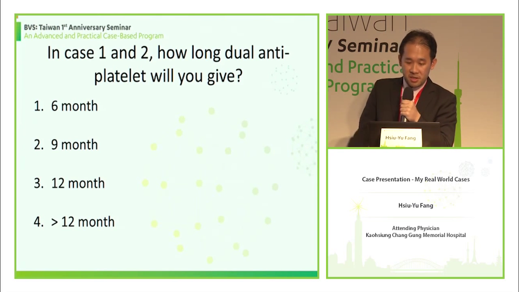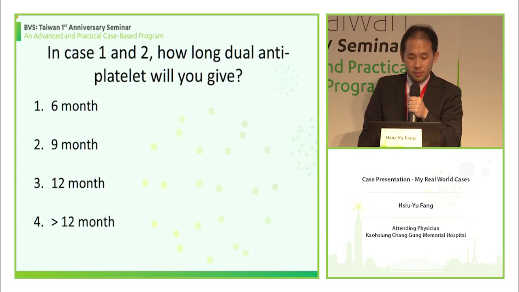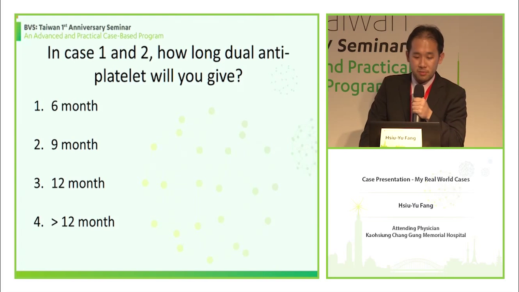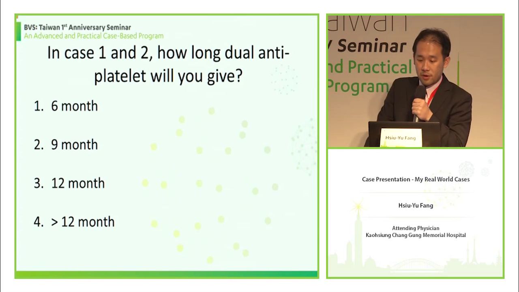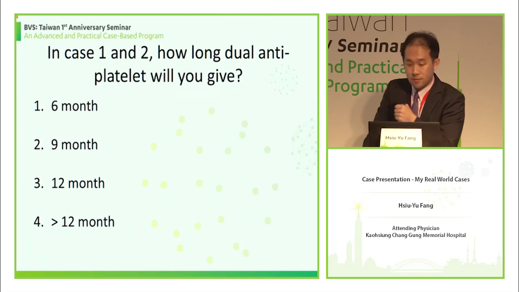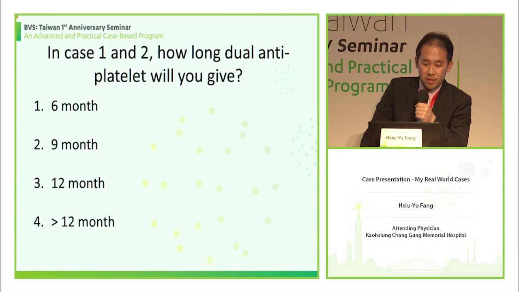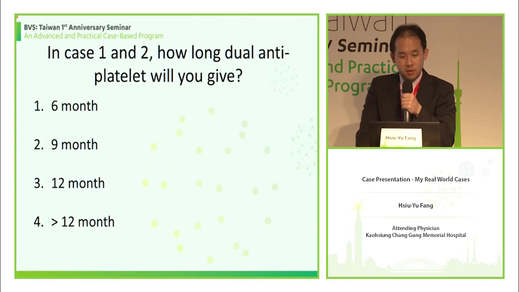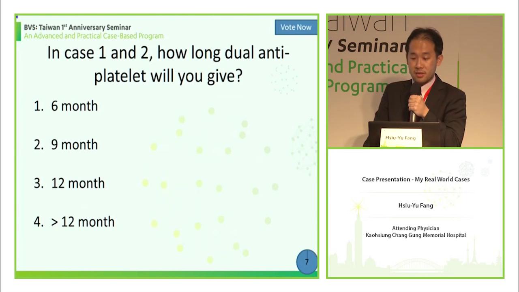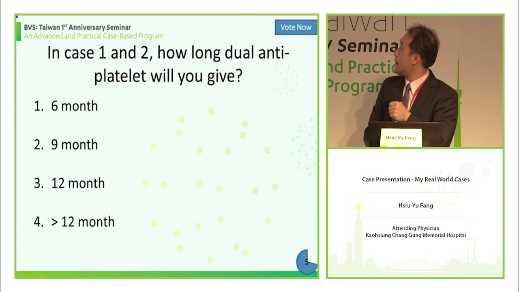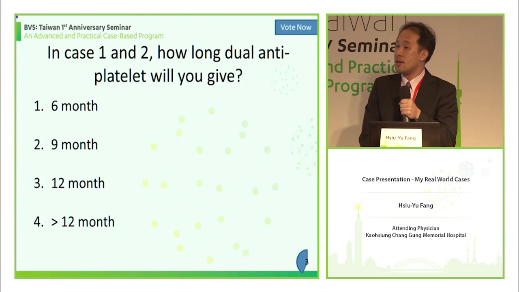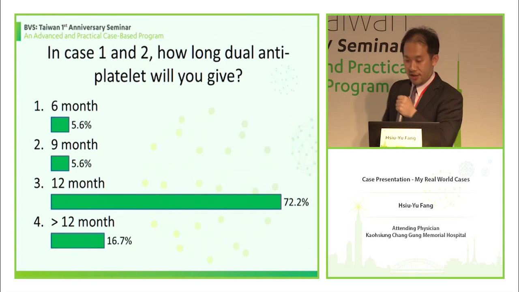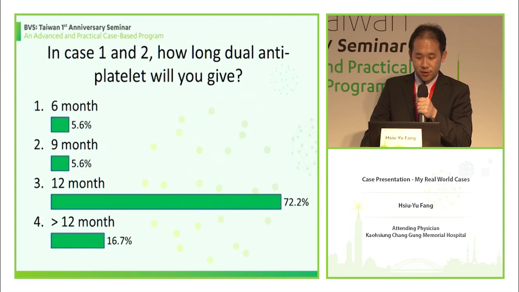According to Patrick Serruys' 2010 Circulation publication, the ABSORB BVS trial, they gave dual antiplatelet therapy for only 6 months. But in our case, when we encounter acute coronary syndrome like this case, how long will you give dual antiplatelet therapy? 6 months, 9 months as insurance control, or 12 months, or more than 12 months? Please make a selection. Okay, this is maybe everybody's choice.